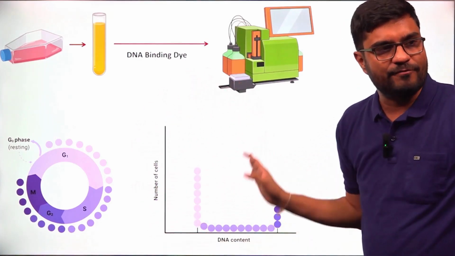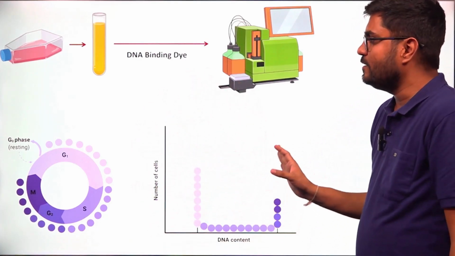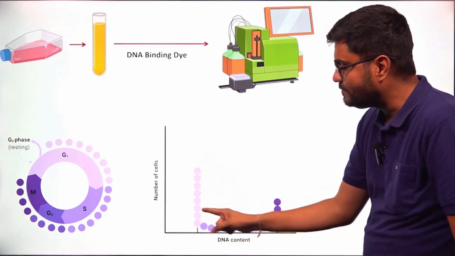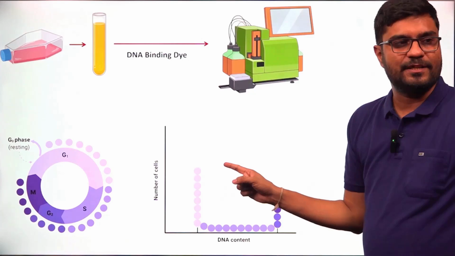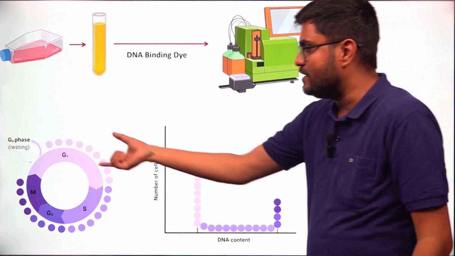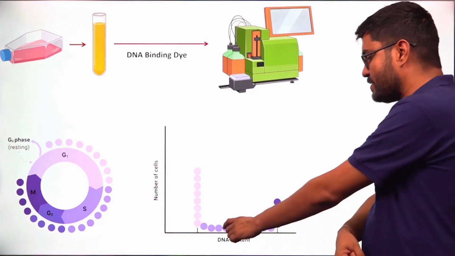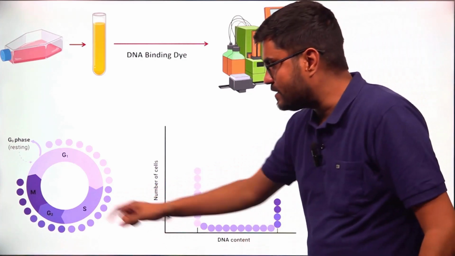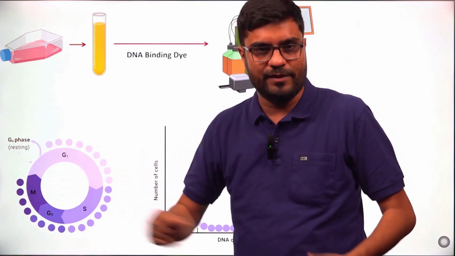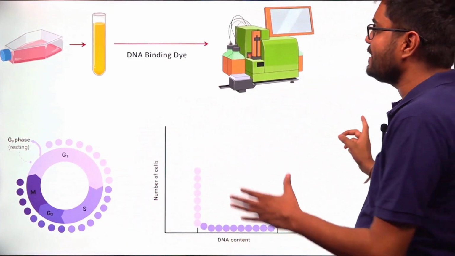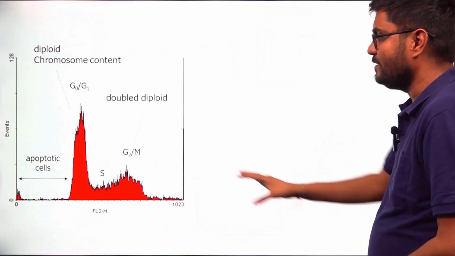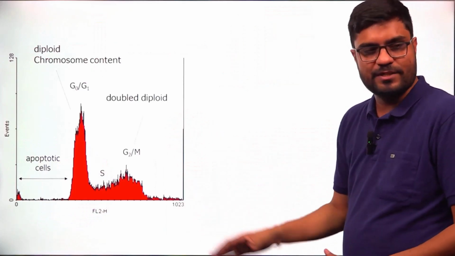So this type of graph we are going to get in the flow cytometer. We can select the area and we can calculate the percentage of cells. So you can find out the percentage of cells present in G1 phase, the percentage of cells present in S phase, and the percentage of cells present in G2M phase. Now, what kind of result do I actually get in a flow cytometer? This is the graph. Very simple to understand.